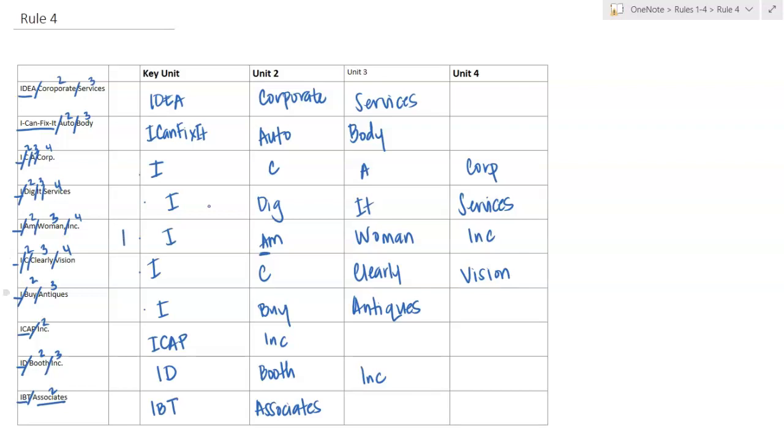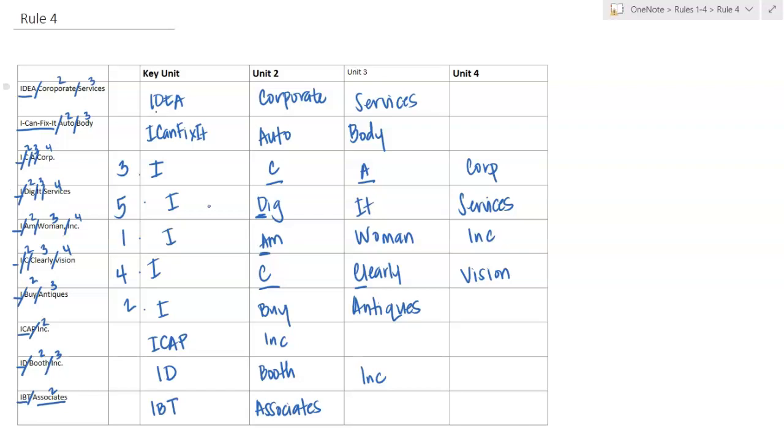And then I have a B for Buy, so that would be next. Then I have 2 C's here. Because they match, I then need to look at unit 3. So the A in ICA Corp would be filed before the C in I See Clearly Vision. And then the next I is the I Dig It Services, because we have a D. That would be 5. Okay, now I'll go back to my key units and see what would be filed next.